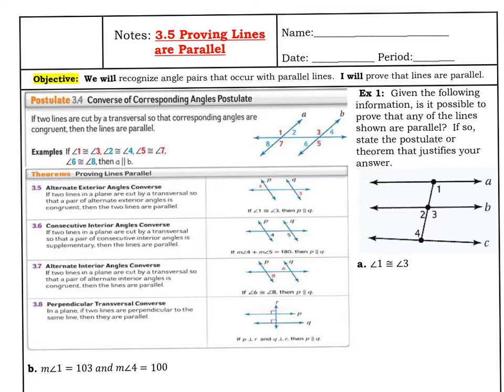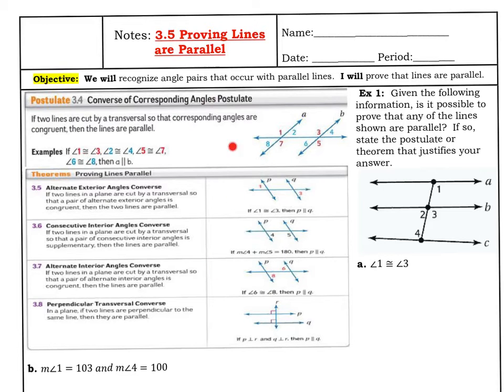So in the previous sections, we learned about interior angles, exterior angles, all the types of angle relationships: alternate interior, exterior, things like that. And we defined all these properties, that these angles were congruent or supplementary if they were in between parallel lines. So now this section is focused on going backwards. It's proving lines are parallel when you're given at least one of these types of angle relationships.